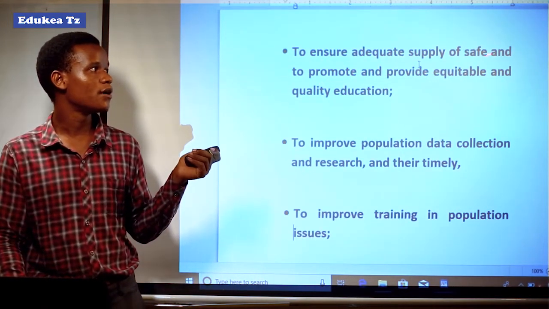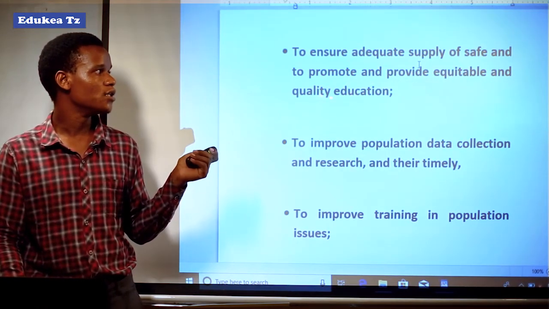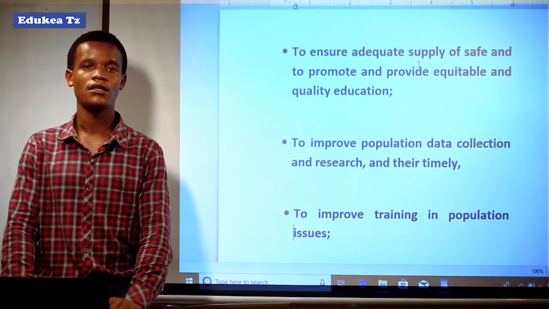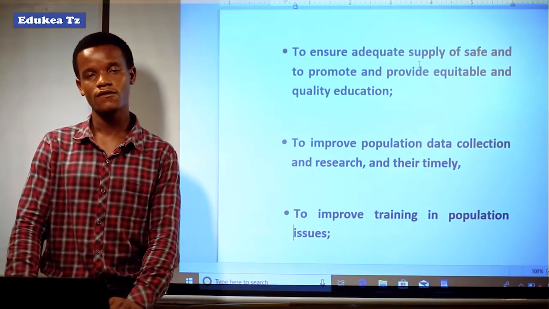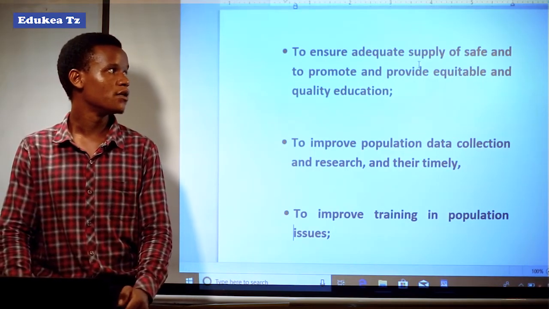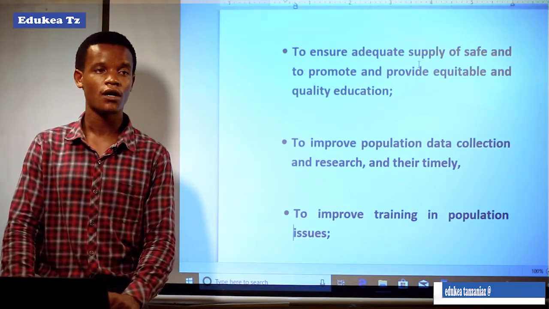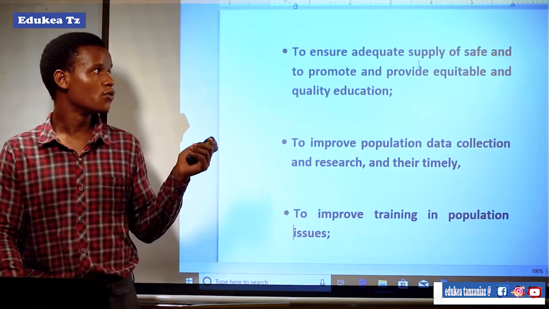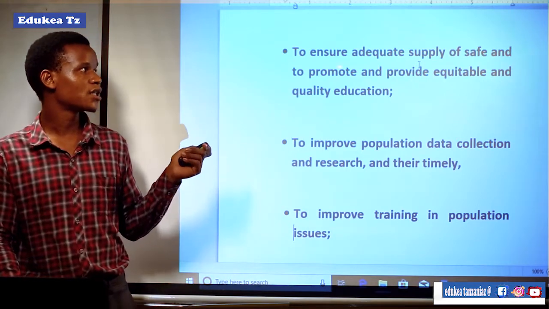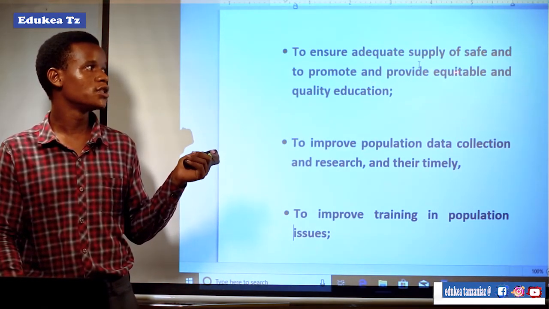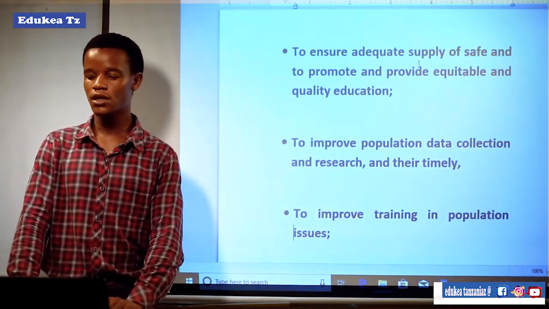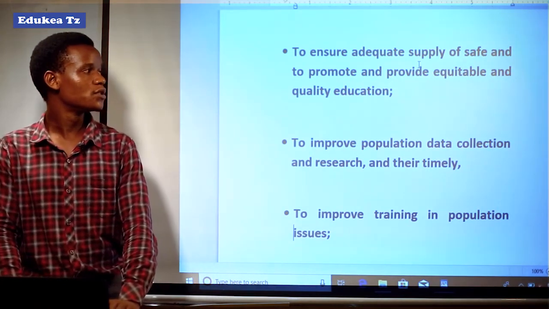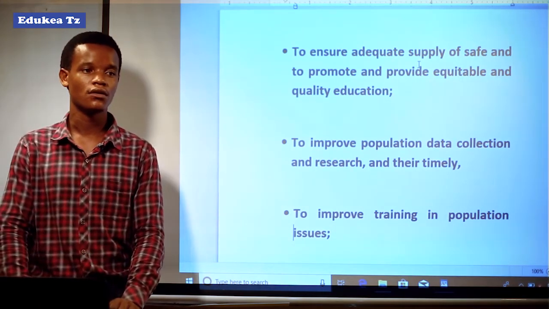Another is to promote and provide equitable and quality education. As we know, if the population is high in a certain country, and that country is not developed, automatically different problems will occur. For example, there is poor education and poor social services like hospitals, safe water, etc. So to maintain the balance of the population, the government will be able to provide and promote equitable and quality education. All people within the country will get quality education because the government put in place those policies to control the population.